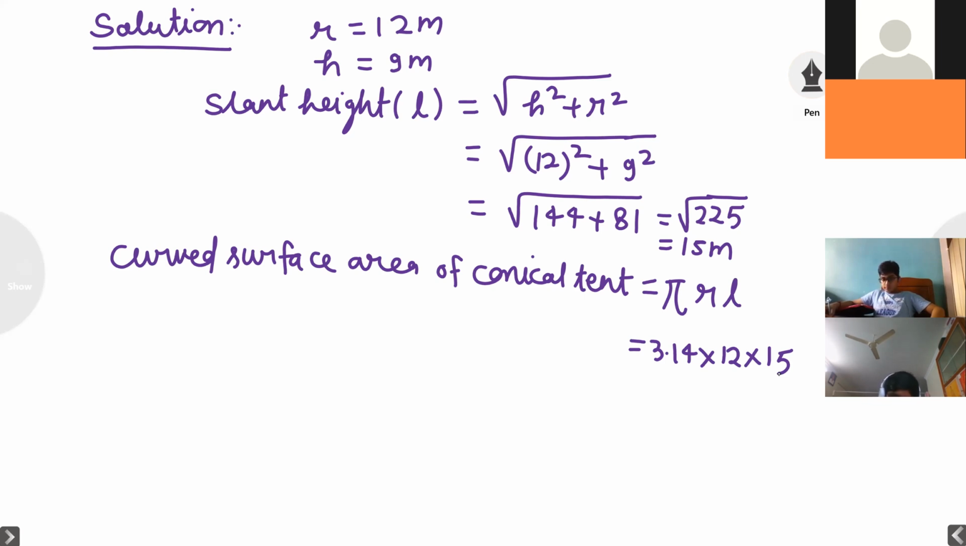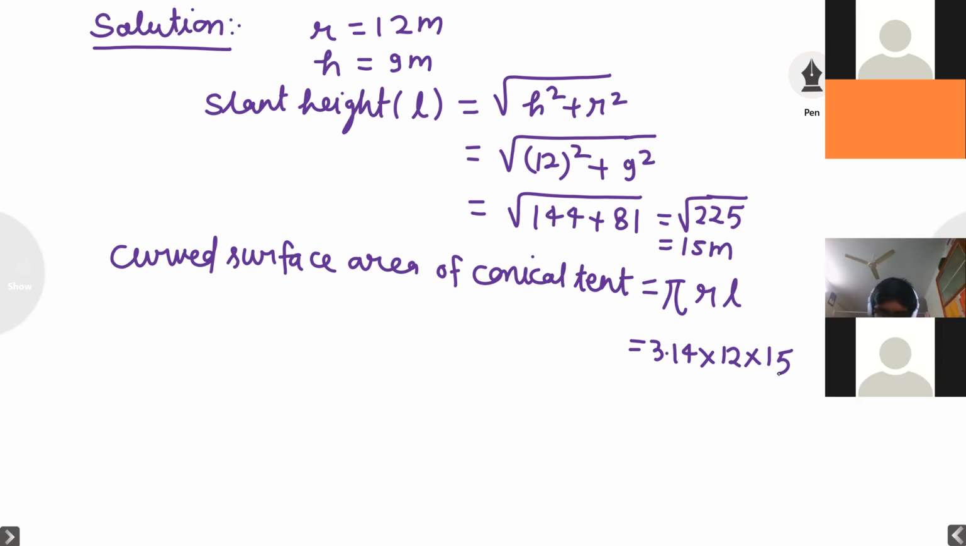Students, this is not fixed. You can take 3.14, depends on you. Why am I taking it? Because 22 by 7 is in fraction form, again we have to multiply numerator and divide by denominator. If I am taking 3.14, simply I can multiply 3.14 into 12 into 15. I hope you are getting the answer 565.2.